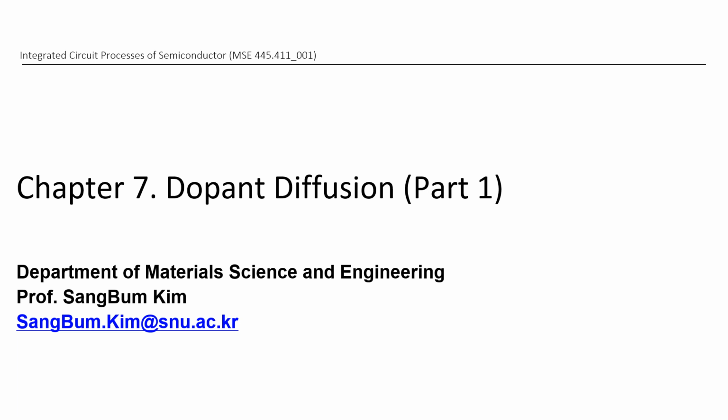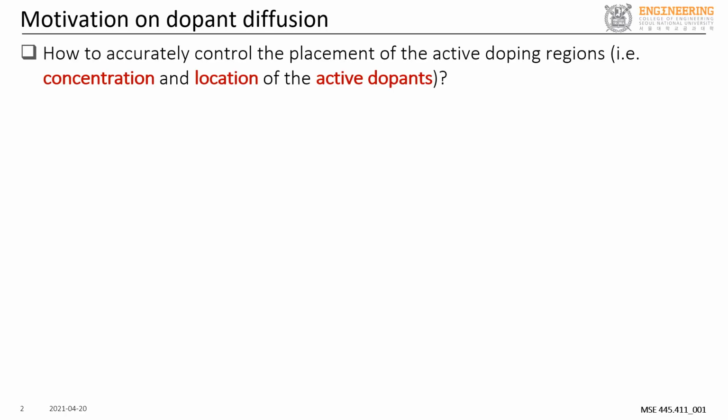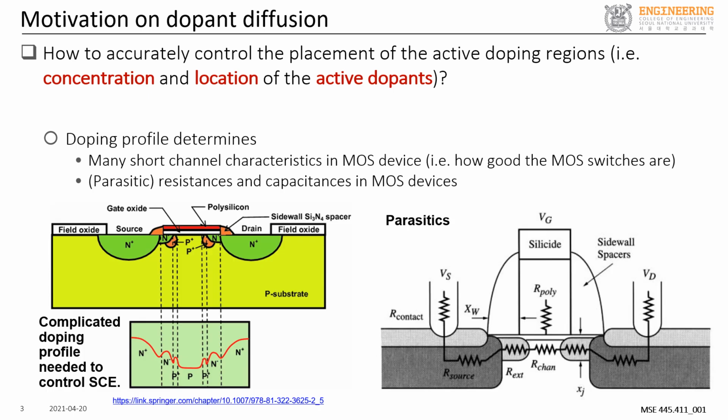This is chapter 7, part 1. In this chapter, we are going to talk about dopant diffusion. So why do we want to discuss dopant diffusion? It's very important to accurately control the placement of the active doping regions. We care about the concentration and the location of the active dopant because the doping profile determines many important features in the transistor.